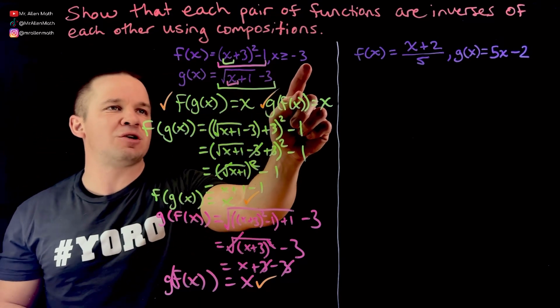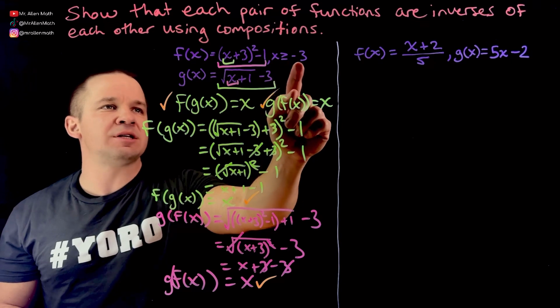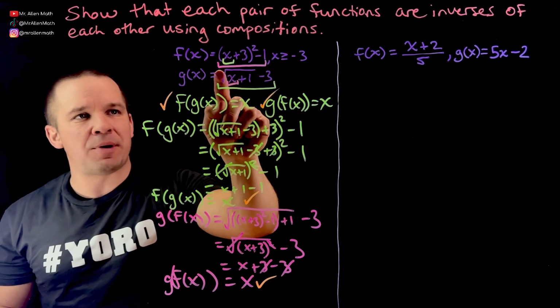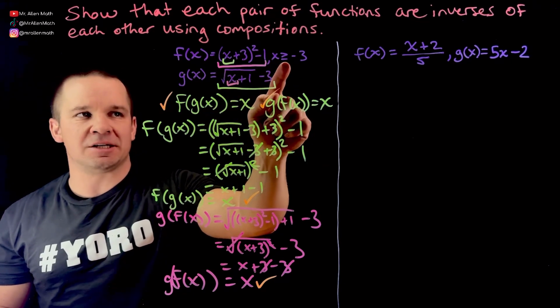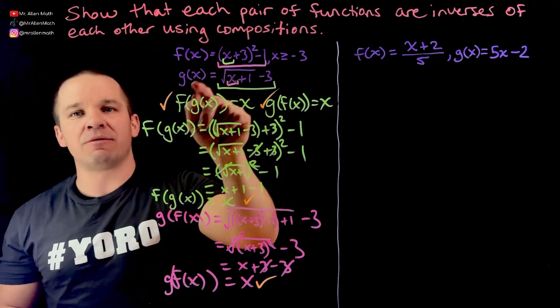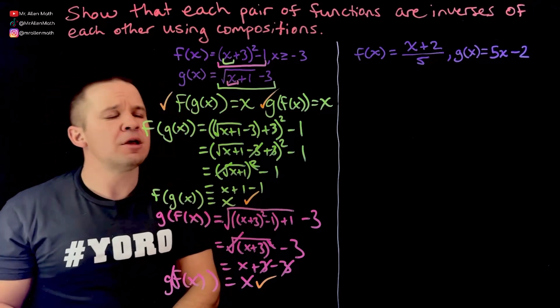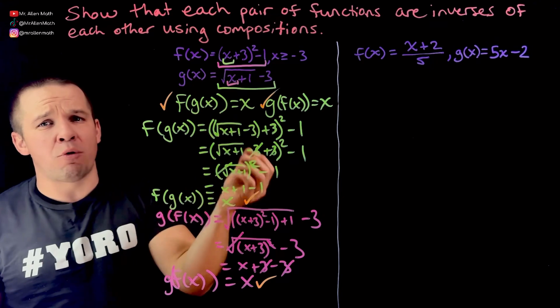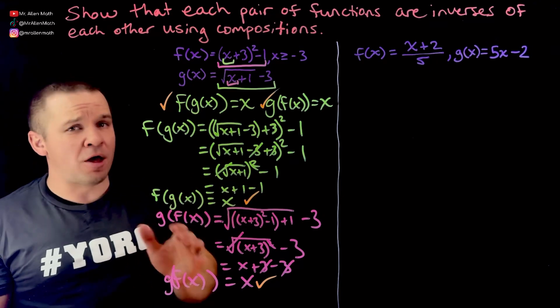I have to restrict this domain here: x is greater than or equal to negative 3. That gives us the positive square root. If this was x is less than or equal to negative 3, you'd see a negative right here. So domain restrictions are important when you're dealing with even degrees and other situations as well.